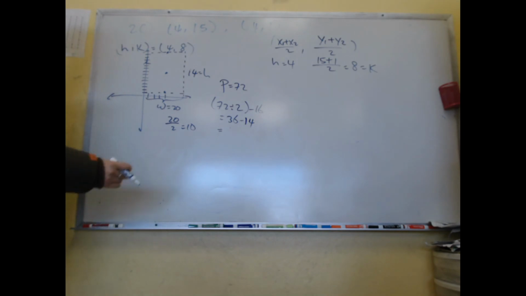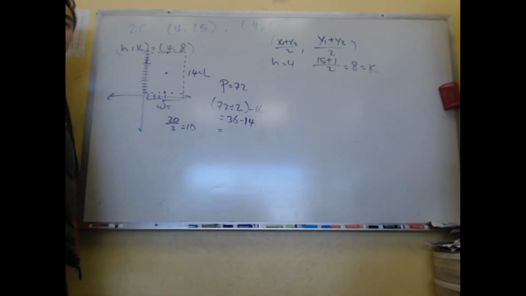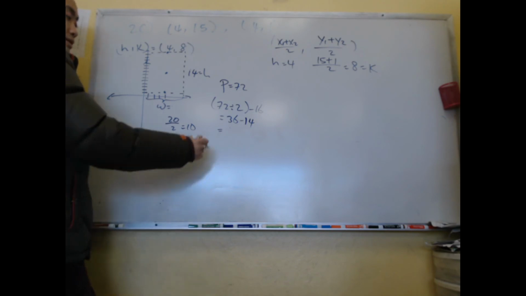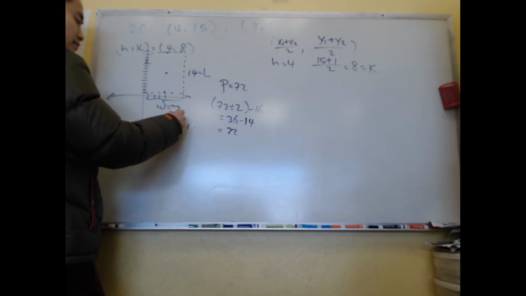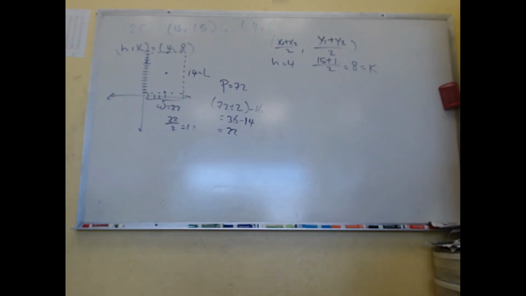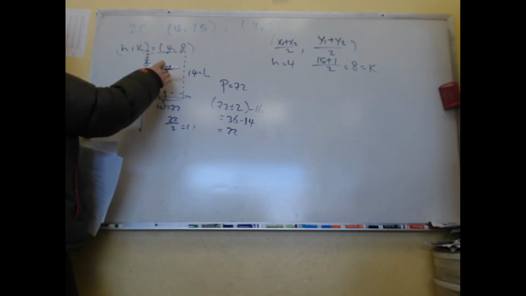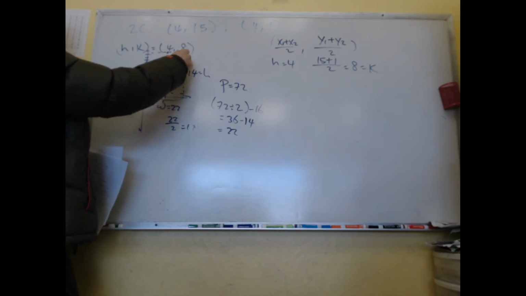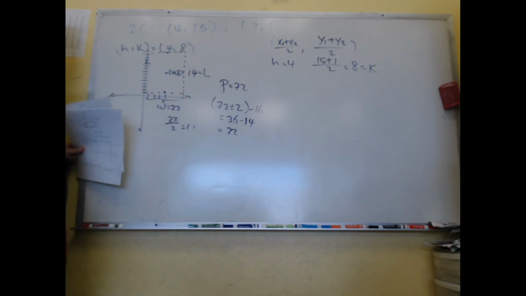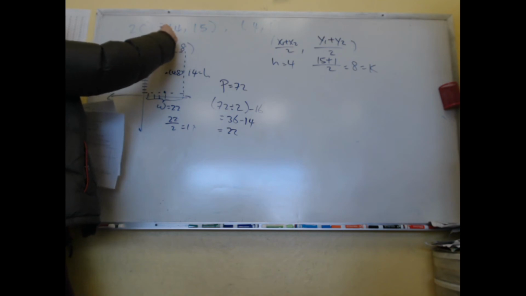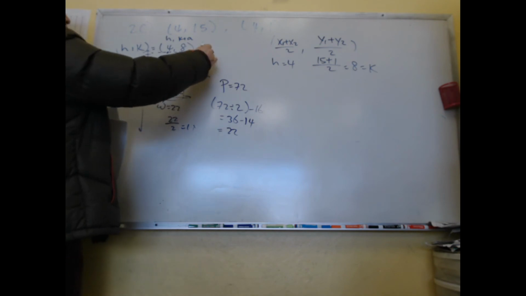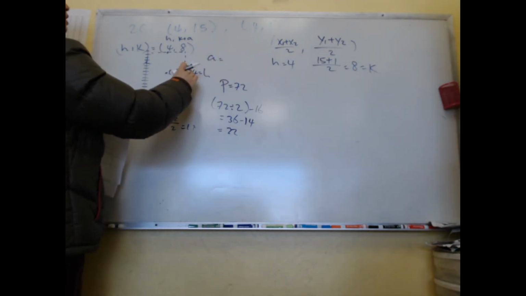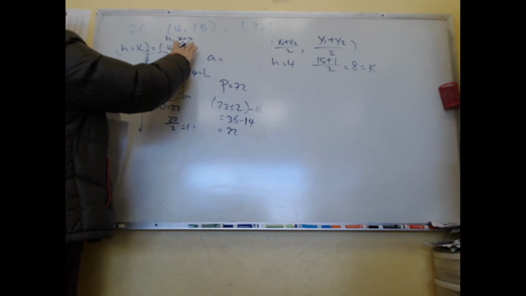So what's the distance of the width? 22, right? So half of 22 is 11. So now keep that in mind. The center is (4, 8), and then this one is the vertex. That's written as (h, k plus a). This one is (4, 8), and this one is (4, 15).